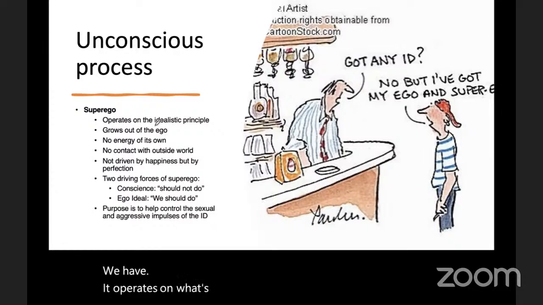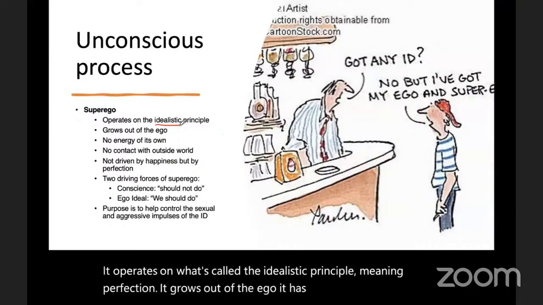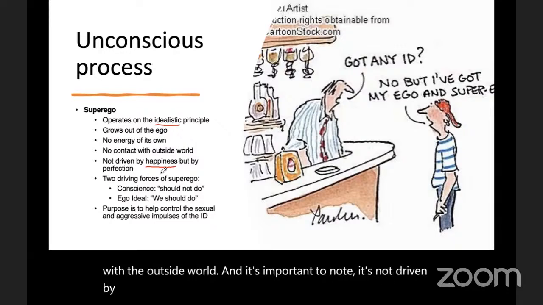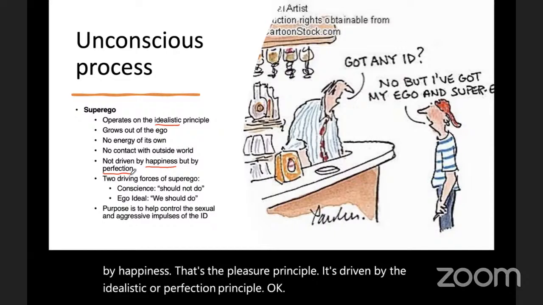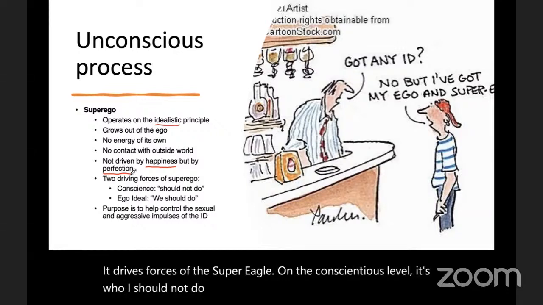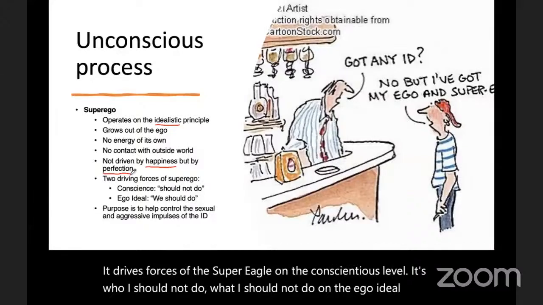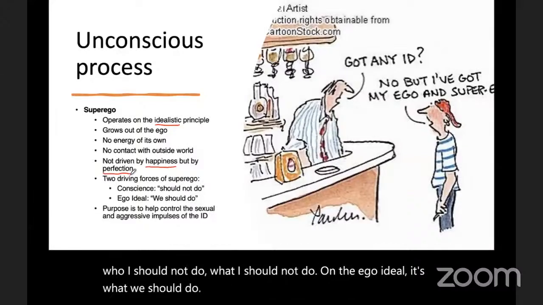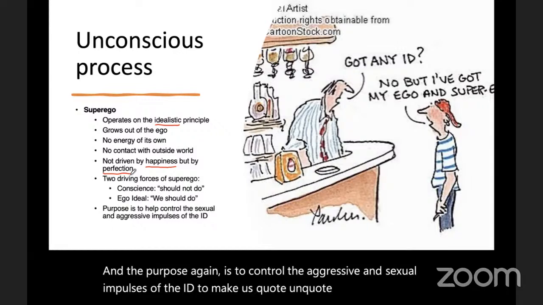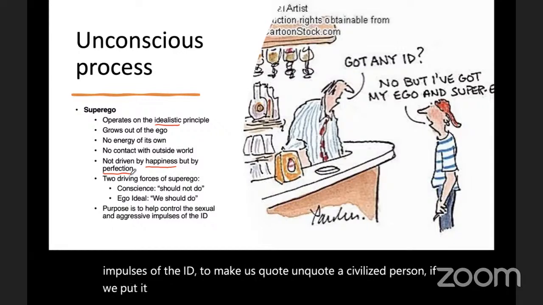And then if we take a closer look at the superego, it operates on what's called the idealistic principle, meaning perfection. It grows out of the ego. It has no energy, no contact with the outside world. And it's important to note it's not driven by happiness. That's the pleasure principle. It's driven by the idealistic or perfection principle. Okay. It drives forces of the superego on the conscientious level. It's what I should not do. On the ego ideal, it's what we should do. And the purpose, again, is to control the aggressive and sexual impulses of the id to make us, quote unquote, a civilized person, if we put it in Freudian terms.